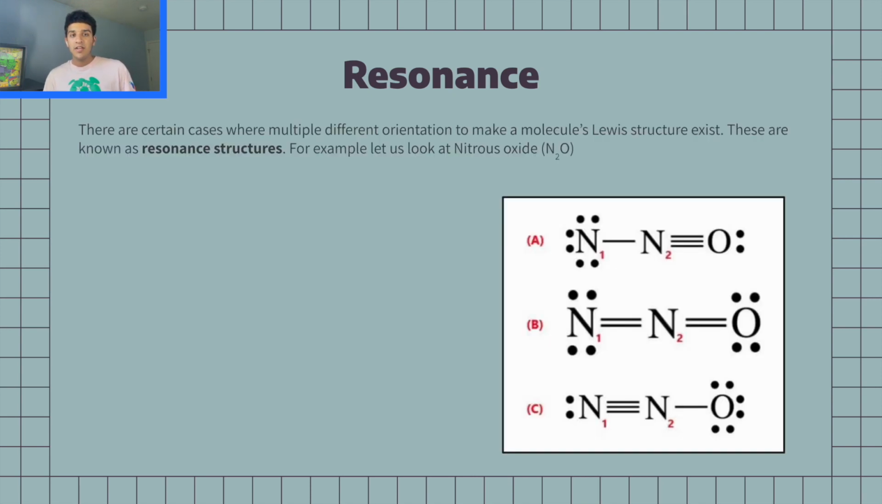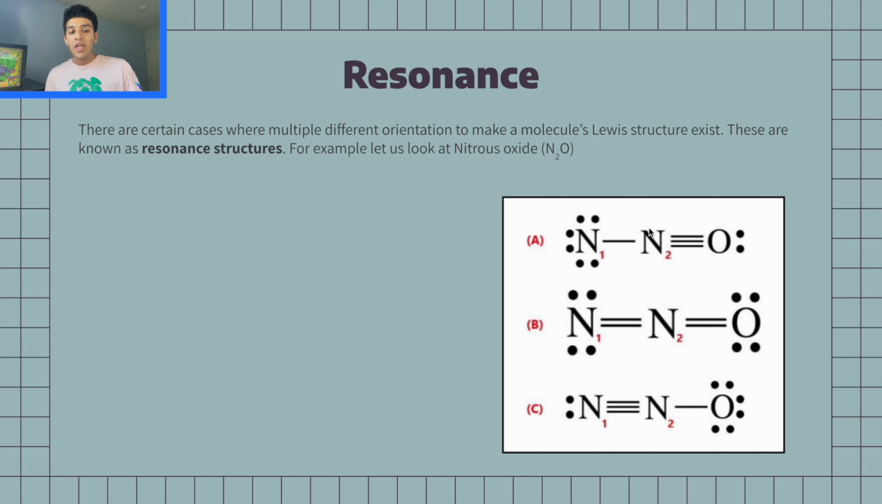Next up, the concepts we're going to be going over are resonance and formal charge. And this whole concept stems from the fact that sometimes there is more than one way to represent molecules using Lewis dot structures. In this case, we have nitrous oxide, and as you can see, there are 3 different ways to represent nitrous oxide, with each way working well and doing justice by giving each atom in the molecule its full octet of electrons.